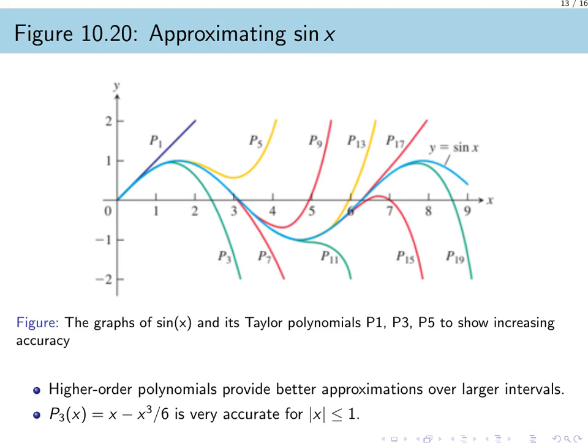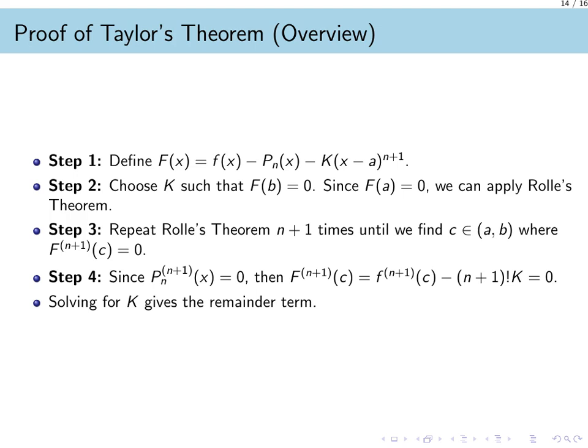For example, the polynomial p sub 3 of x, which is x minus the quantity x cubed over 6, is almost indistinguishable from the sine curve on the interval from -1 to 1. This visualization confirms what the convergence proof tells us. By adding more terms, we can build increasingly accurate polynomial approximations of a function. We will now outline the proof of Taylor's theorem, which provides the formula for the remainder term. The proof is quite elegant and relies on a cleverly constructed function and repeated application of Rolle's theorem.